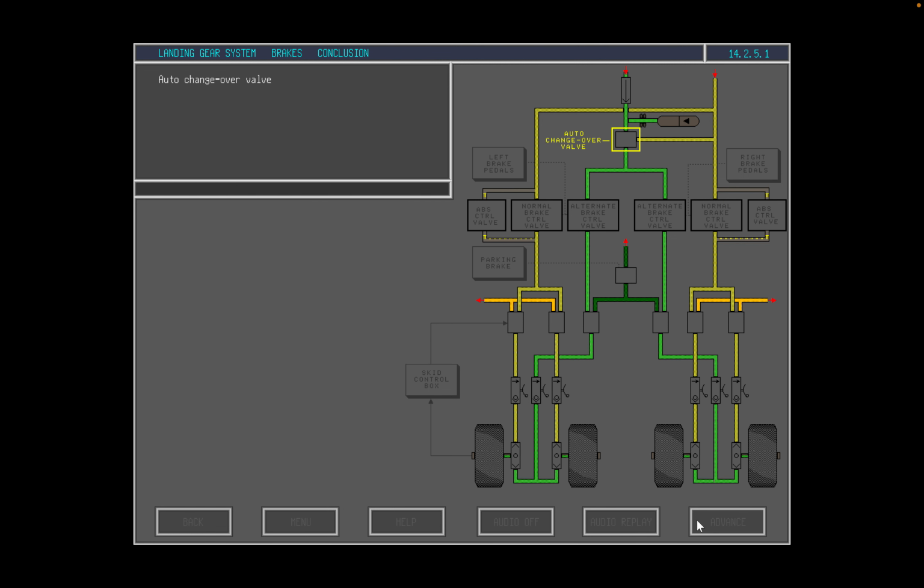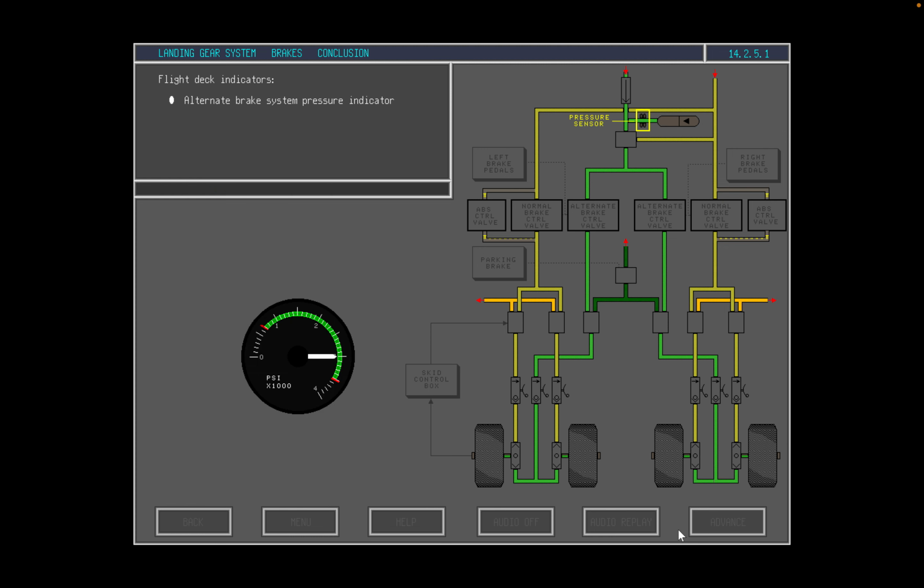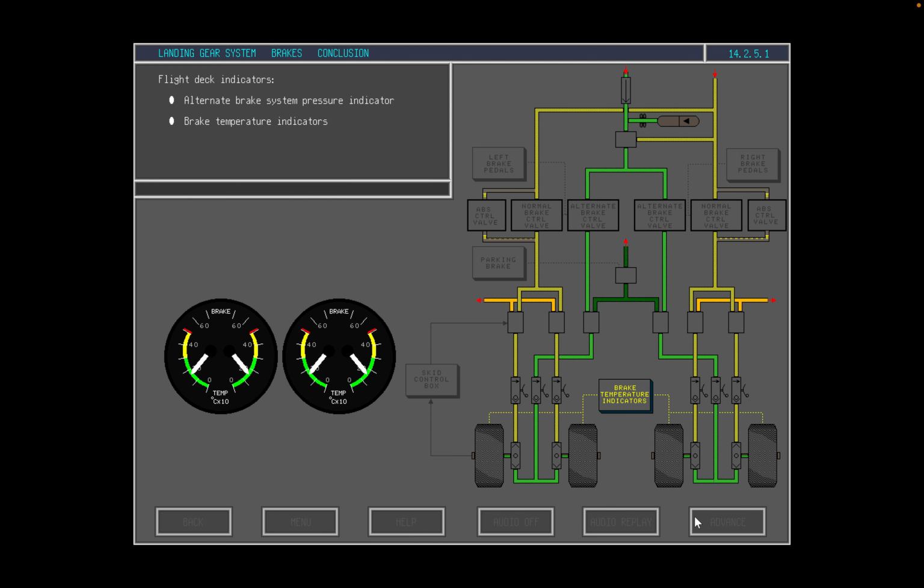It was stated that if the number 2 system pressure drops to less than 1500 psi, the auto changeover valve operates to switch braking pressure to the number 1 system. We described the purpose of the accumulator and noted that it stores sufficient pressure for 6 applications of the brakes. We located the alternate brake system pressure indicator. The brake temperature indicators were also located and the significance of particular indications explained.